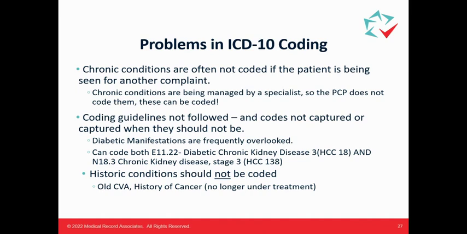Things, though, that we see that shouldn't be coded are historic conditions that are no longer under treatment. Like an old CVA, if the patient's had a CVA and they have no residuals, nothing going on, that needs to be coded as old CVA, not as acute CVA. Also, history of cancers, if they're no longer under treatment, with a few exceptions, should not be coded.